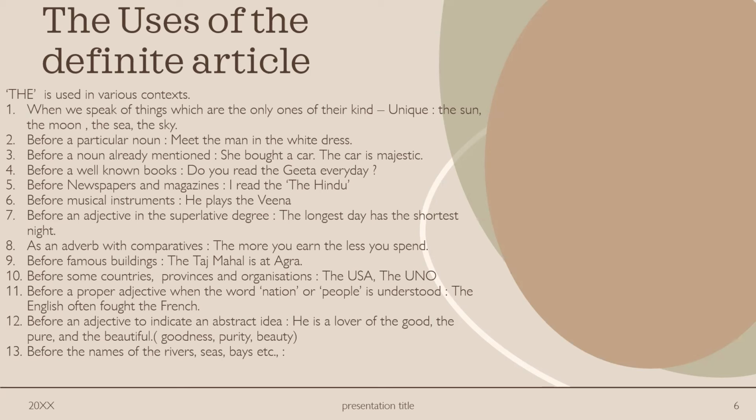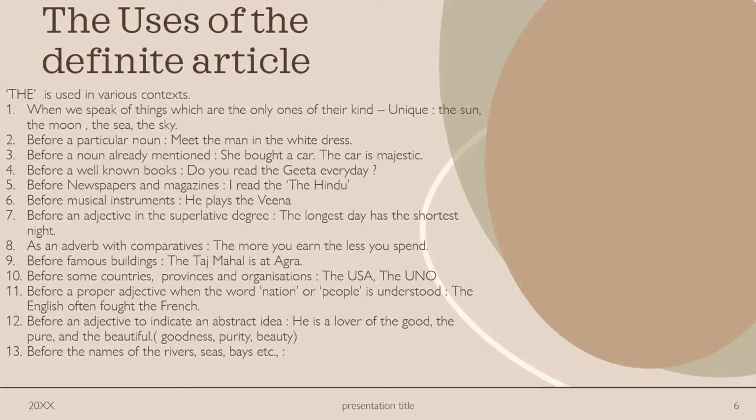Before famous buildings: the Taj Mahal is at Agra. The monuments, the famous, the unique things, you use the article. Before some countries, provinces and organizations: the USA, the UNO, likewise. Before a proper adjective, when the word nation or people is understood, for example, the English often fought the French. Understood? Before an adjective to indicate an abstract idea: he is a lover of the good. Likewise, the pure and the beautiful.